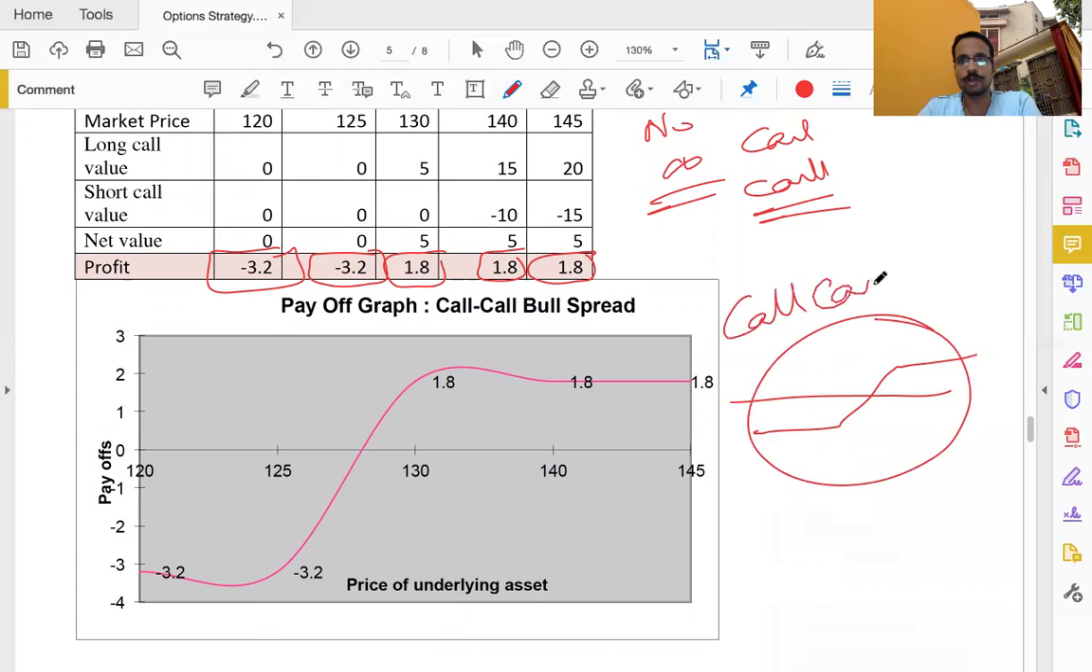You have bought one call at a lower strike price, another call at a higher strike price, right? So the important thing here is that they have the same expiry date, and they are same, call and call.